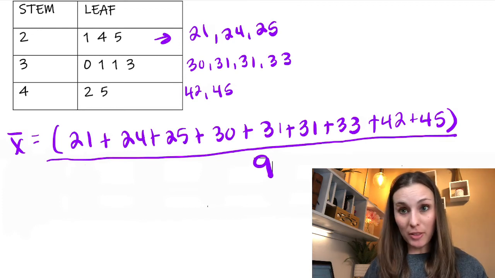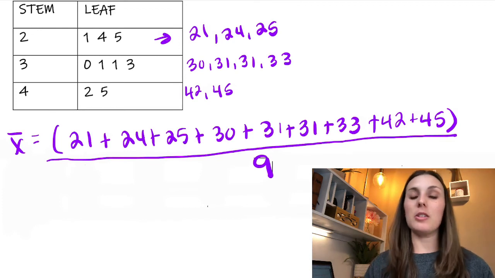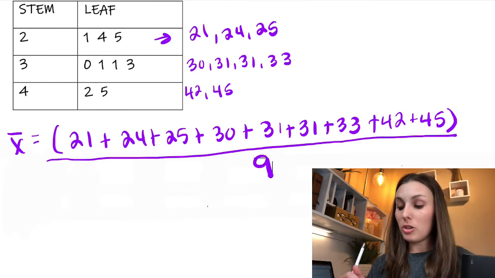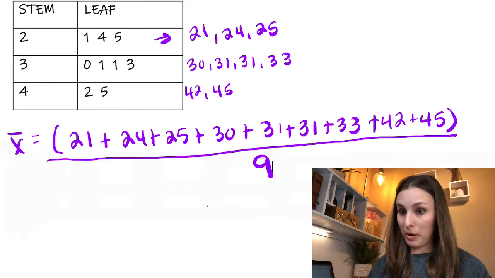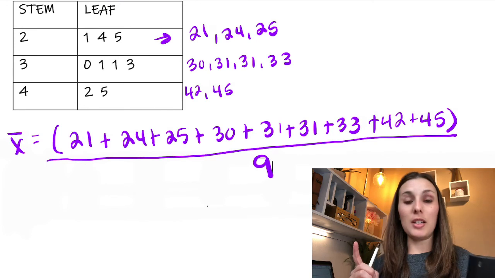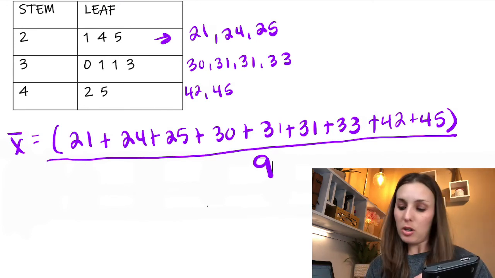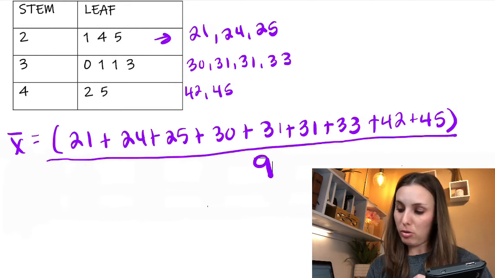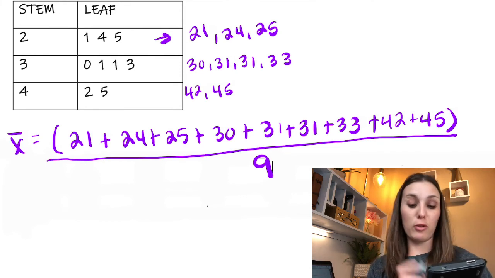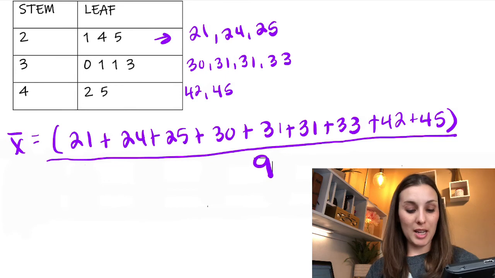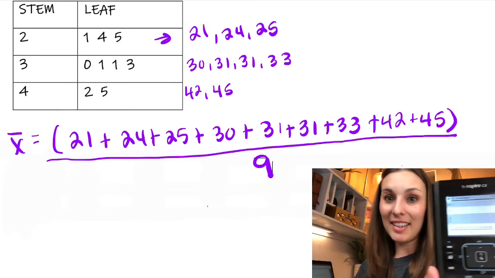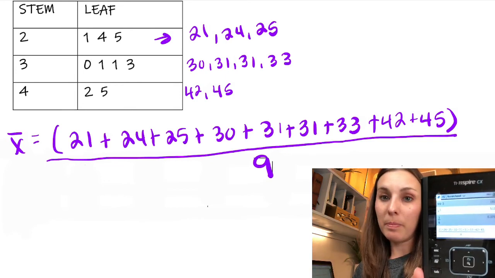You would think that I don't make those mistakes, but everybody makes mistakes, and so that's why you have to go back and check it. So there are 9 items. Now I know that. Now I'm going to check and make sure that I typed in the right items. 21, 24, 25, 30, 2 31s, 33, 42, 45. My numerator is correct. And then 9 goes in the bottom.